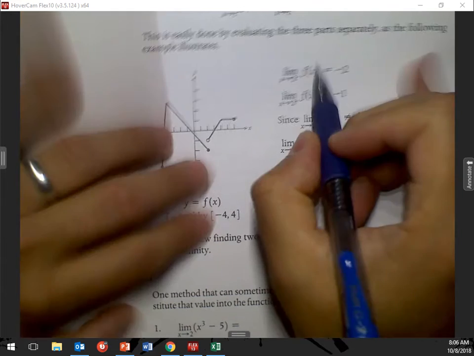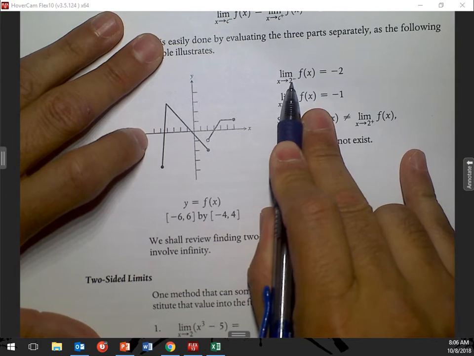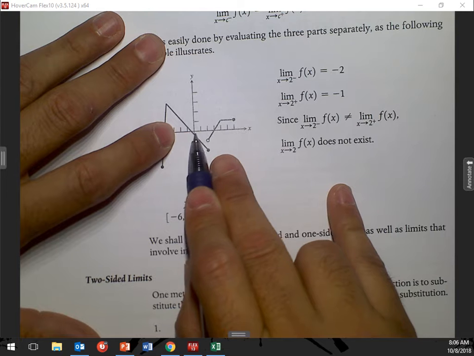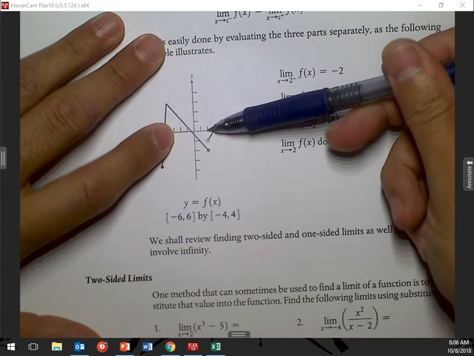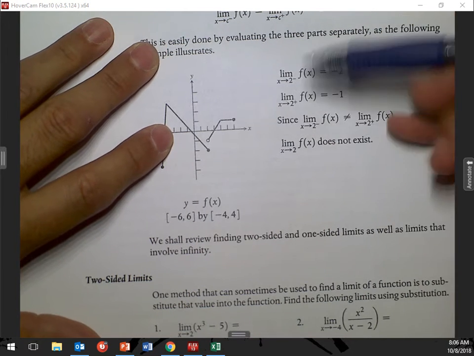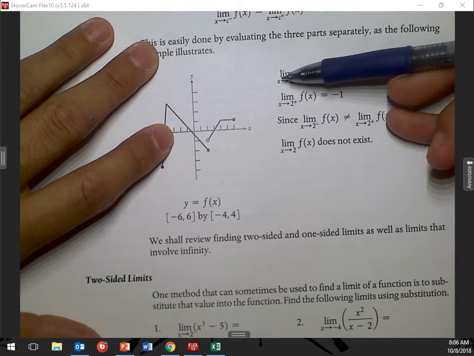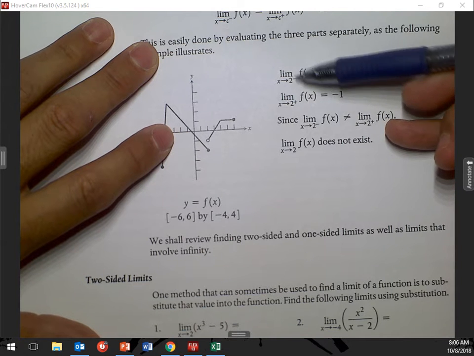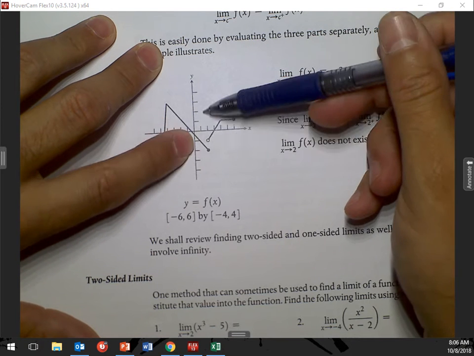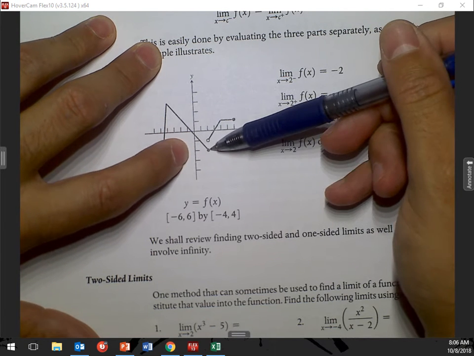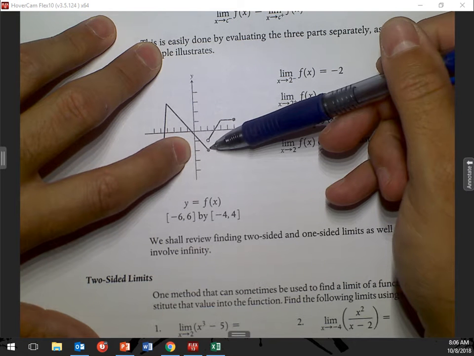Alright, so we're looking at x approaching 2 from the left-hand side. That's what this is saying. So I'm going to take a look at positive 2, right here. We're taking the limit, so we're looking to see where this is going as x goes to 2 from the left-hand side. Here's my left, so it's going down to -2. Only from the left, it's going to go to -2.